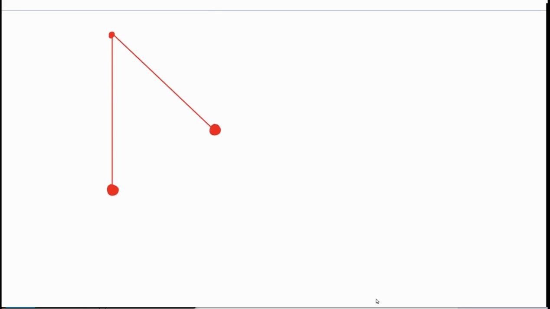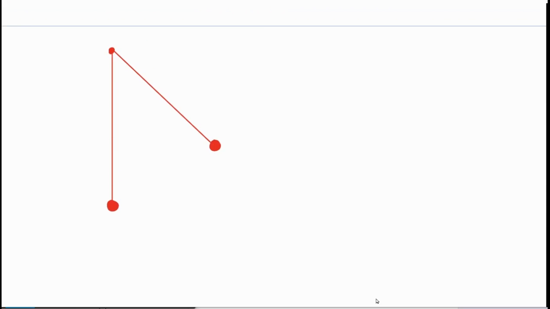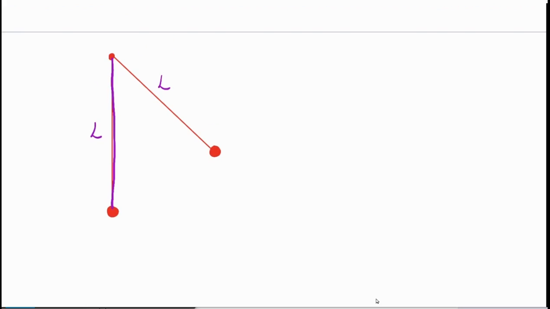Okay, so to determine how much the pendulum changes in height, you have to first recognize that the length of the pendulum itself does not change. So if this is the length of the pendulum here, the length here also needs to be the same because the string is not going to change length. So that's that whole length.